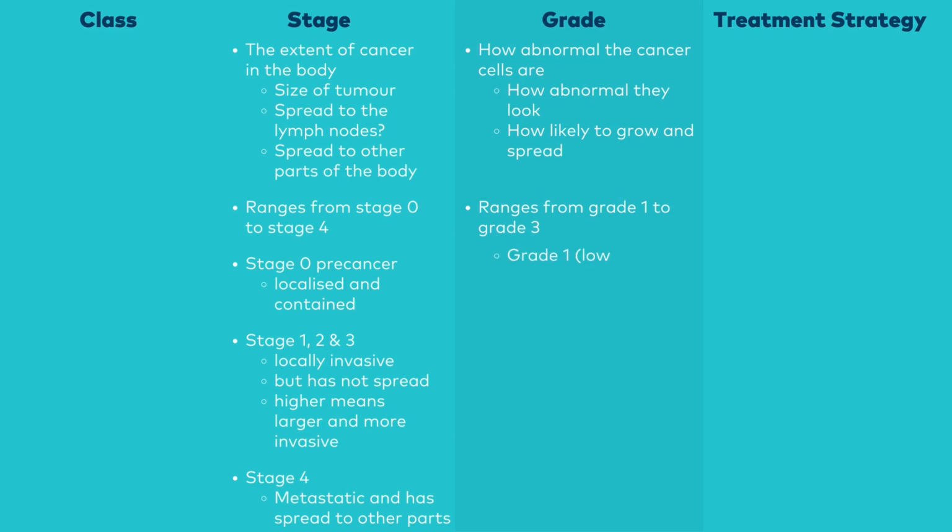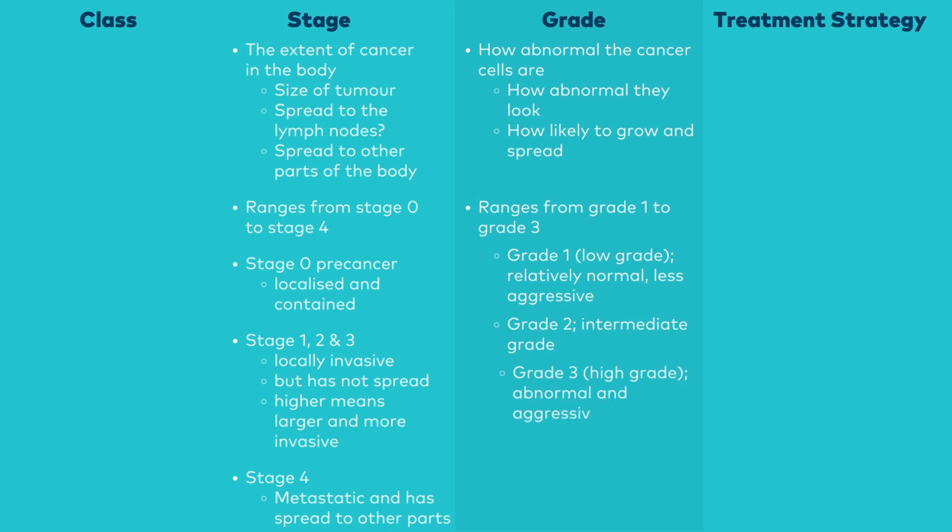Grade 1 cancer cells are low-grade. They are relatively normal, well-differentiated, and less aggressive. Grade 2 cells are intermediate grade and moderately differentiated. Grade 3 cells are high grade. They are highly abnormal, poorly differentiated, and aggressive.